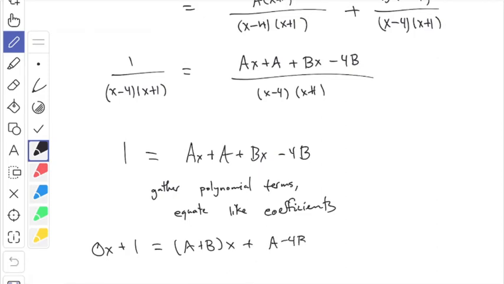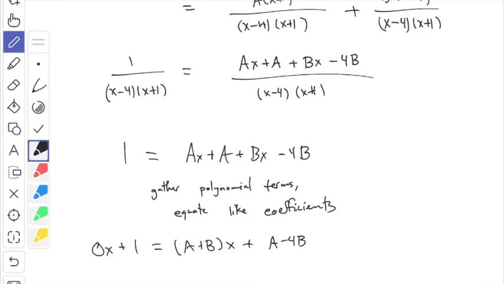Why is it 0x? Well, because the left side is 1. You're just translating that into what would essentially be a polynomial. Right, I'm treating both sides as if they were polynomials. The right side already is a polynomial. The left side, you might say, is just a constant, but that counts as a polynomial where the x has a zero coefficient.